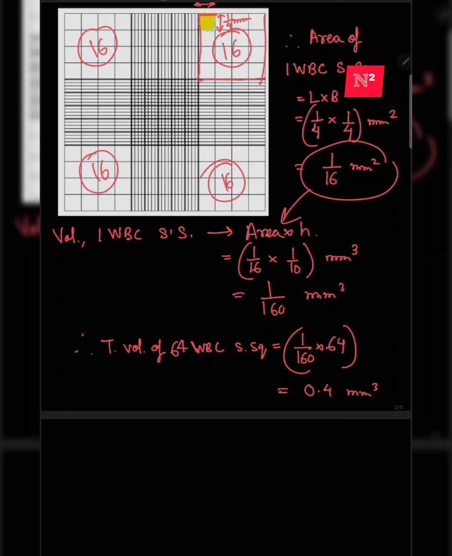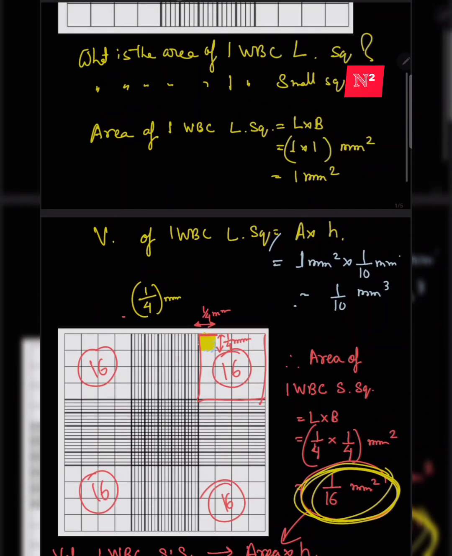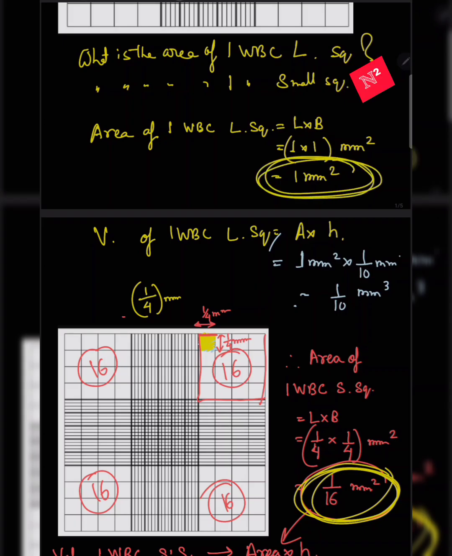Okay, now that was the WBC small square. The important point is what is the area. The area of the WBC small square is 1 by 16 millimeter square, and the area of the WBC large square is 1 millimeter square. So these 2 points are to be noted.